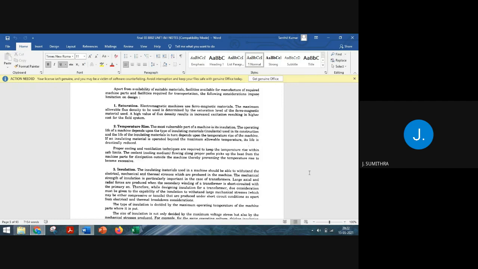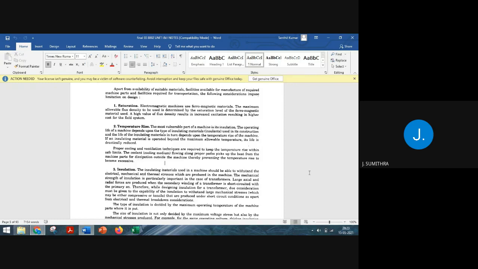And then the second constraint or second limitation is the temperature rise, right? Because as we all know, insulation plays a vital role in both the magnetic and electric circuits. The operating life of the machine depends upon the type of insulating material used. If an insulating material is operated beyond its maximum allowable temperature, then definitely its lifetime is going to be drastically reduced. So we need to provide proper cooling and ventilating techniques to keep the temperature rise within the specified limits, right?